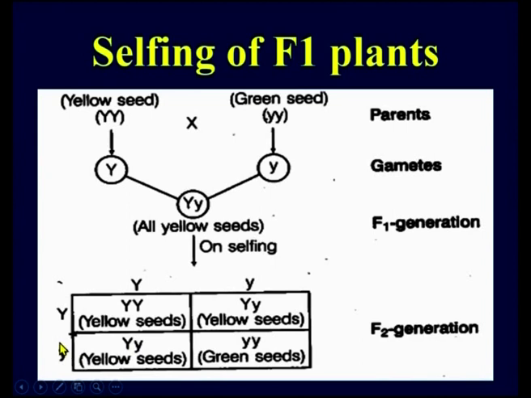Next, the third box shows this gamete with this gamete. Here we have capital Y small y, again yellow seeds. What about the fourth box, dear students? This is small y and this is small y. The hidden character, green, is not exhibited earlier but it is concealed, and now it is showing itself in the F2 generation. So small y gives green seeds. This is homozygous, both alleles are the same. That means in the F2 generation, we got 3 plants with yellow seeds and 1 plant with green seed.